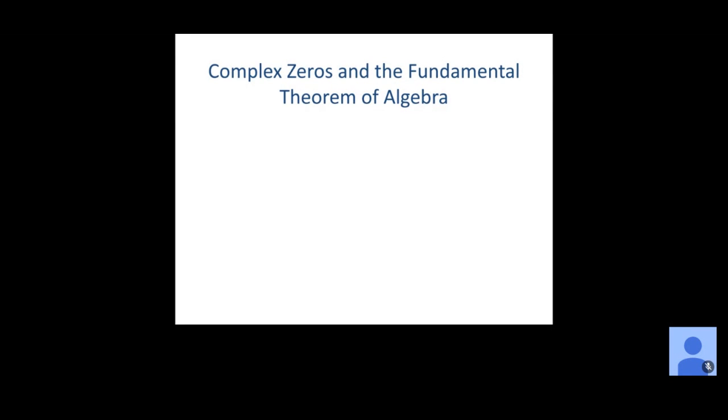Hello again. This is section 3.5, complex zeros and the fundamental theorem of algebra. What we're going to do now is expand on that idea of complex numbers that we looked at in section 1.6 and look at how we can actually find zeros of a polynomial that happen to be complex numbers. Then we're going to use that to define what the fundamental theorem of algebra is in terms of our polynomials.